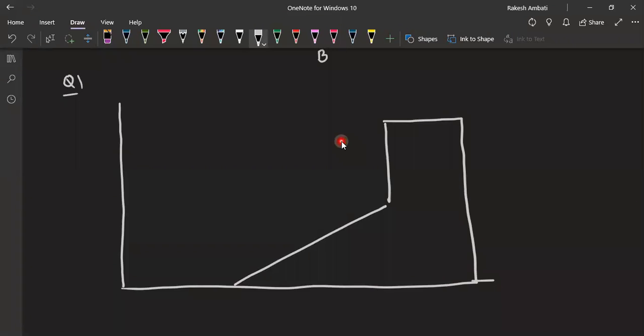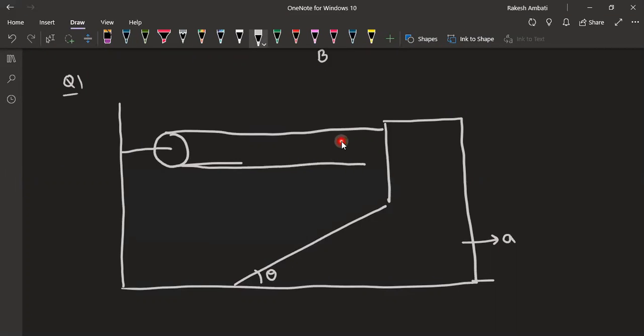So in the question, this angle is given theta. It is moving rightwards with acceleration a. Then after, here we have a pulley. It is connected to the wedge. And this is also connected. And here we have another pulley. And here there is a block.